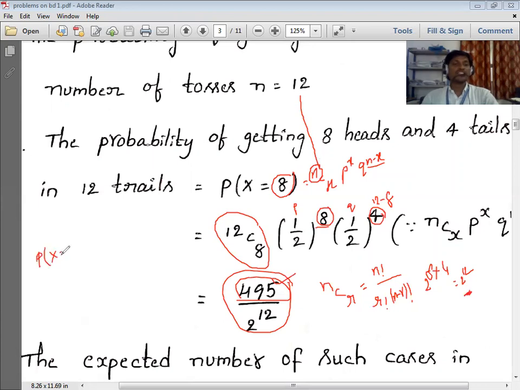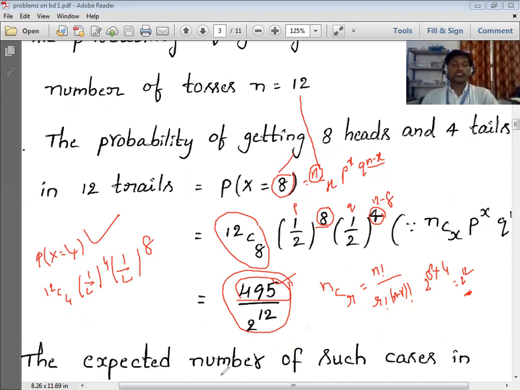P of x equal to 4, simply what we can write, 12C4 into 1 by 2 whole power 4 and 1 by 2 whole power 12 minus 4, that is nothing but 8. See, 12 factorial by 4 factorial 8 factorial. If you apply this one also, you get the same, right? 12 factorial by 8 factorial, 12 minus 8 is 4. So either you can calculate this one or this one, you get the same.